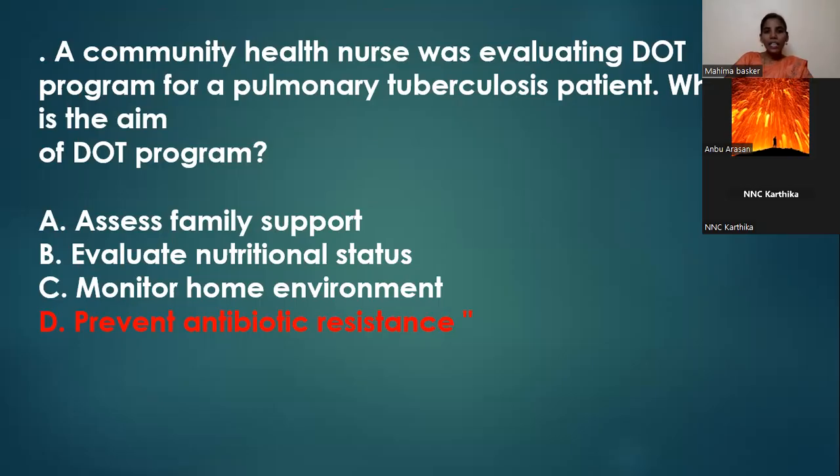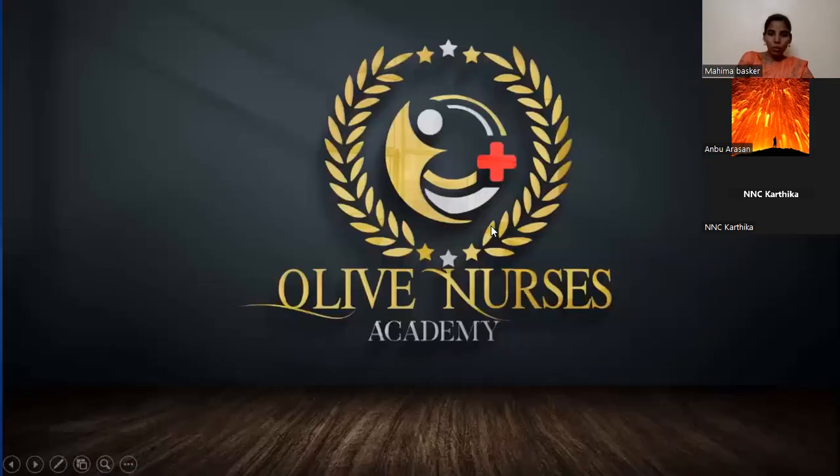prevent antibiotic resistance. Because we are giving 6 or 7 tablets, if the patient is not taking them, it will cause resistance. That's why: prevent the antibiotic resistance. We go to each home and give the tablet in front of the healthcare personnel. The patient has to take the tuberculosis tablet. Got the point? So this is to prevent the antibiotic resistance. Got the points? Okay. We'll move on.